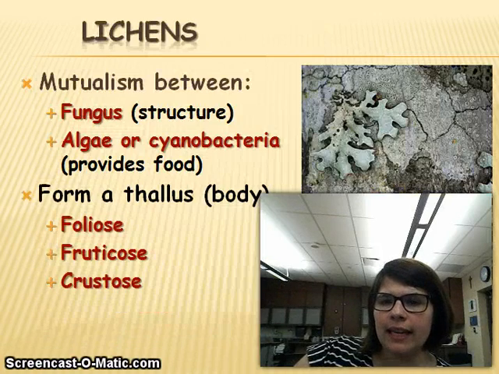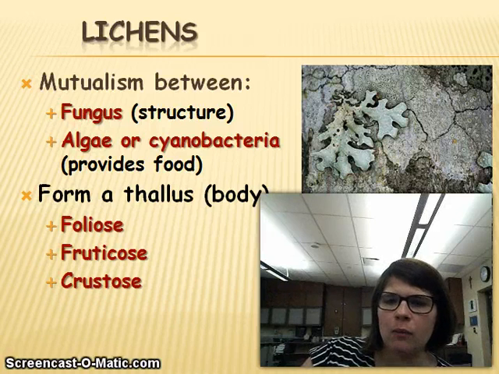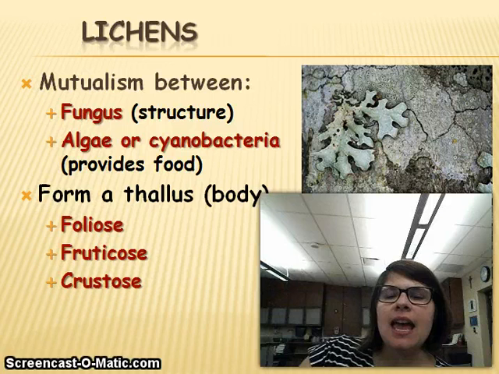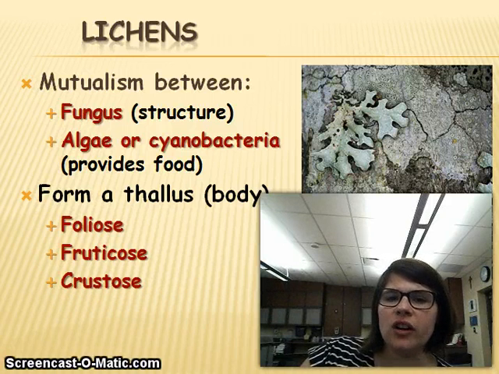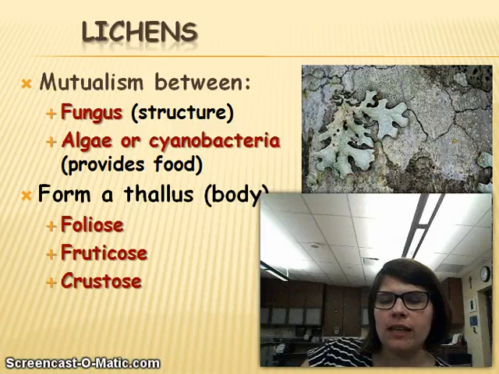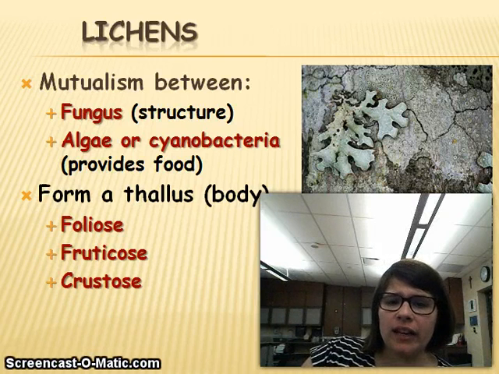So now we have lichens. Lichens, like I mentioned before, are going to be that greenish, whitish, goldish color that you're seeing on trees. And it's a mutualism between the fungus, which provides the structure, and algae or cyanobacteria, which provides the food. Remember, the algae or cyanobacteria can easily produce that food with the sun, and it's going to provide the food for the fungus as well.